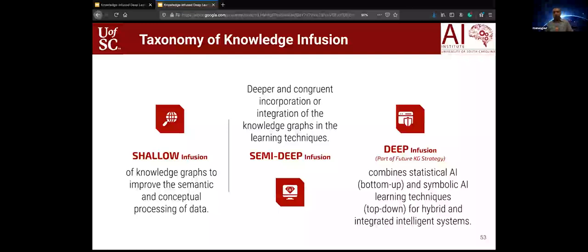So in this process, we define a taxonomy of knowledge infusion, which we call shallow infusion, where we try to improve or enrich the data side of it. The semi-deep infusion, where we are trying to add the knowledge into the learning domain. So in the semi-deep, we are messing around with the optimization function, or the loss function. And the deep infusion is where we want a knowledge graph to learn in parallel with your deep learning model. So you want the knowledge graph to be guiding your deep learning processes.